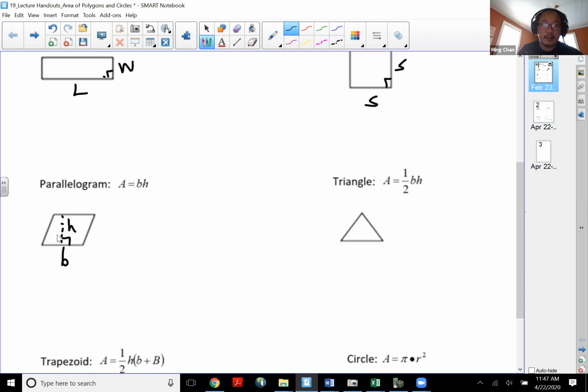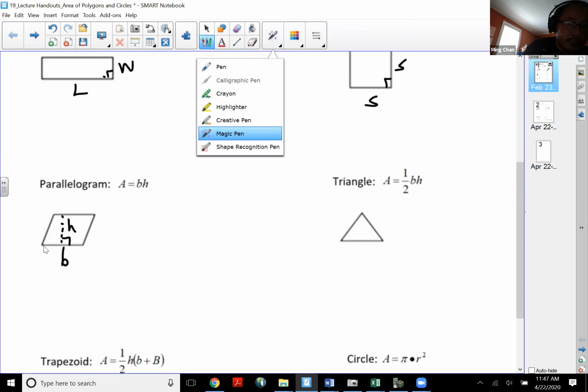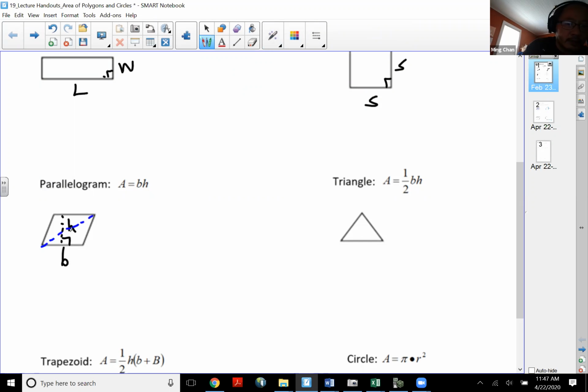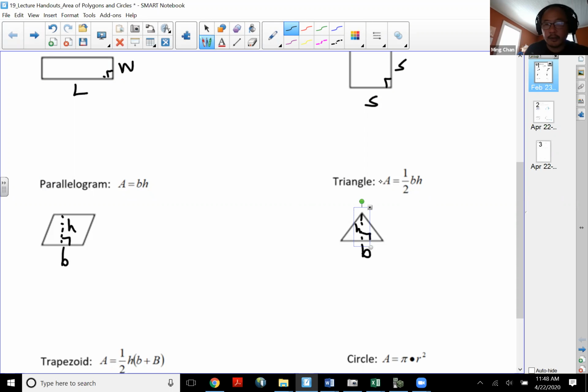Now, if we cut a parallelogram diagonally, what we end up with is two triangles. So that's the reason why the area of a parallelogram is base times height. But if you cut a parallelogram in half, then you get yourself a triangle. That's why the area of a triangle is half times base times height. So let's say if this is the base, okay, this is your height. All right, half times base times height will give me my triangle.